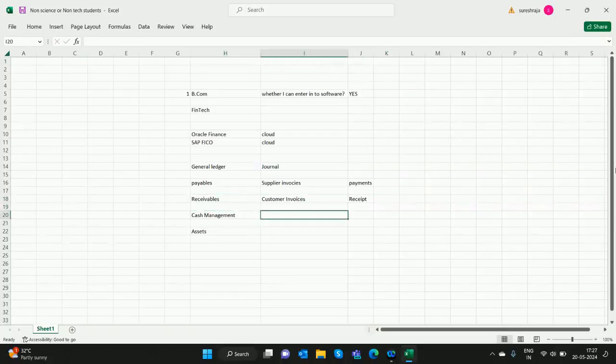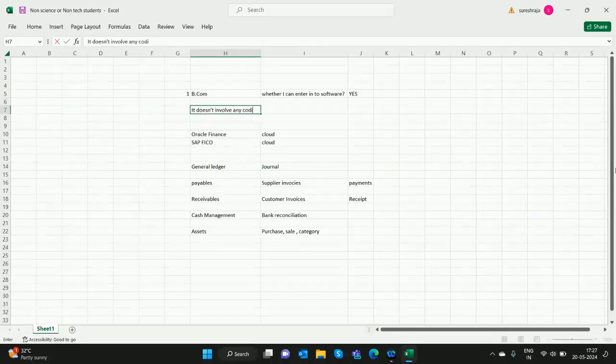Cash management. What is cash management? Bank reconciliation. Whatever you read in plus one or plus two, very basic accounting only. Assets: purchase of asset, sale of asset, categorization of asset, location movement. See, it doesn't involve any coding. It doesn't involve any coding. Yes, this is the basic.